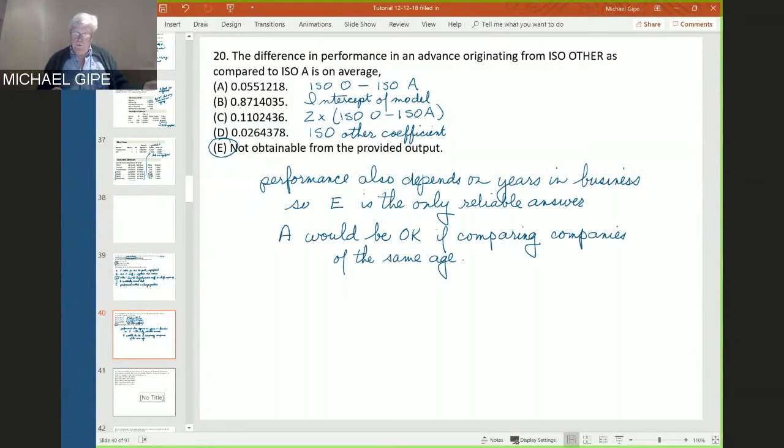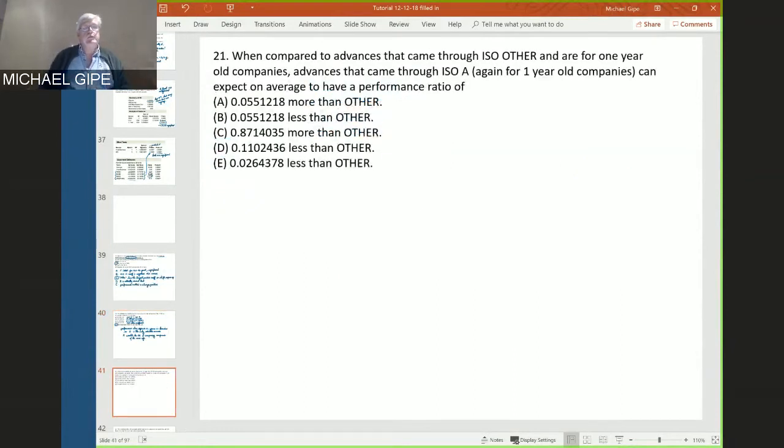Very subtle, but important. When compared to advances that came through ISO other and are for 1-year-old companies, advances that came through ISO A, again for 1-year-old companies, can expect on average to have a performance ratio of what? Okay, so now we are comparing companies of similar age, so we can look at the two. So years is fixed. So we can compare.